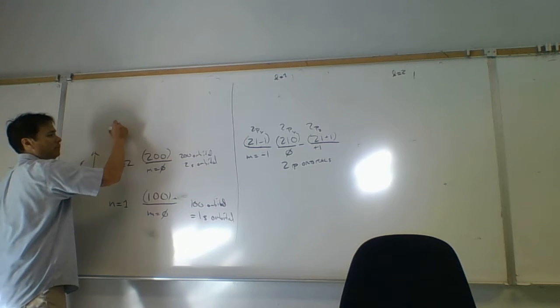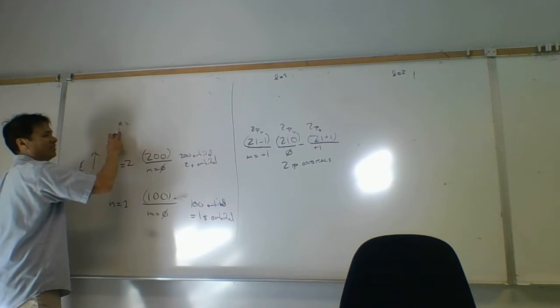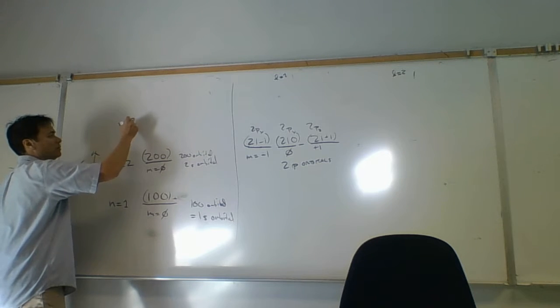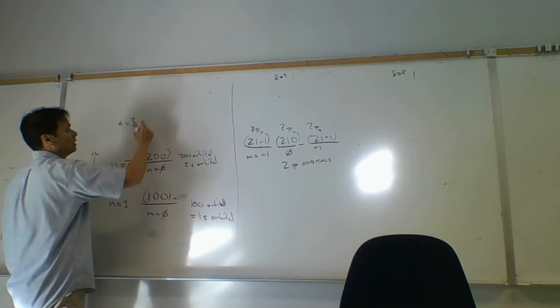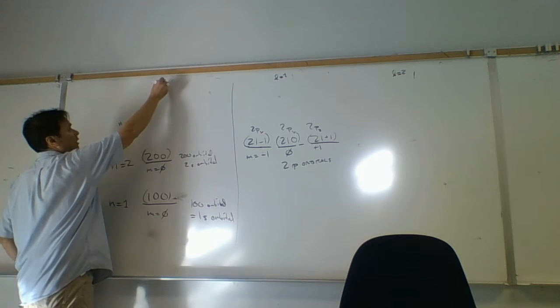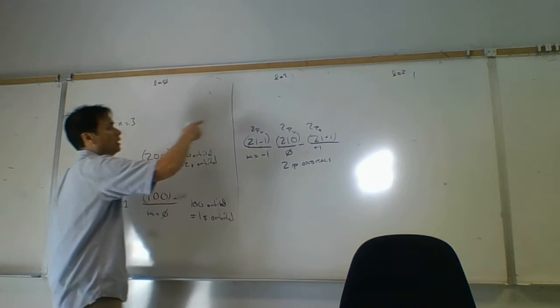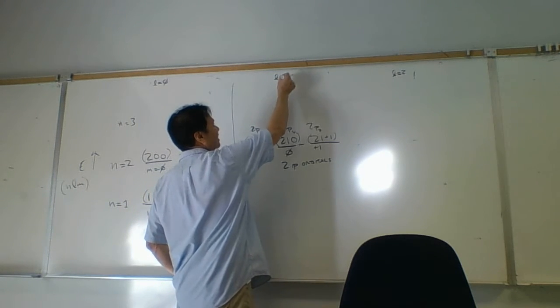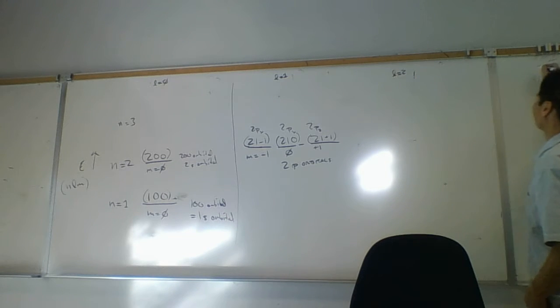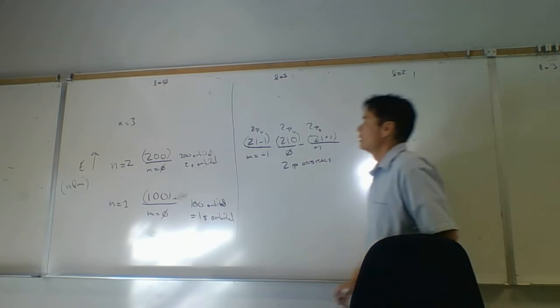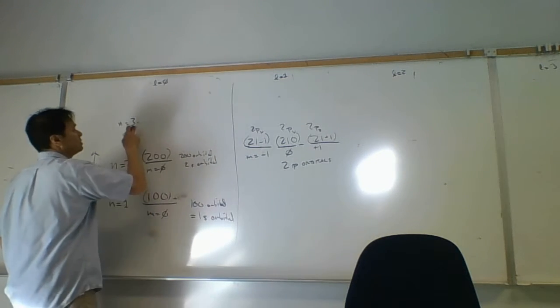So we have to go up to the next n. The next n value is going to be n equals 3. When n is equal to 3, what are my allowed L values? L can be 0. L can be 1. Can L be 2? Yeah. How about can L be 3? No. It's forbidden. That would violate the Schrodinger equation. And so we're going to have to stop here. And so let's figure out all the allowed ones.